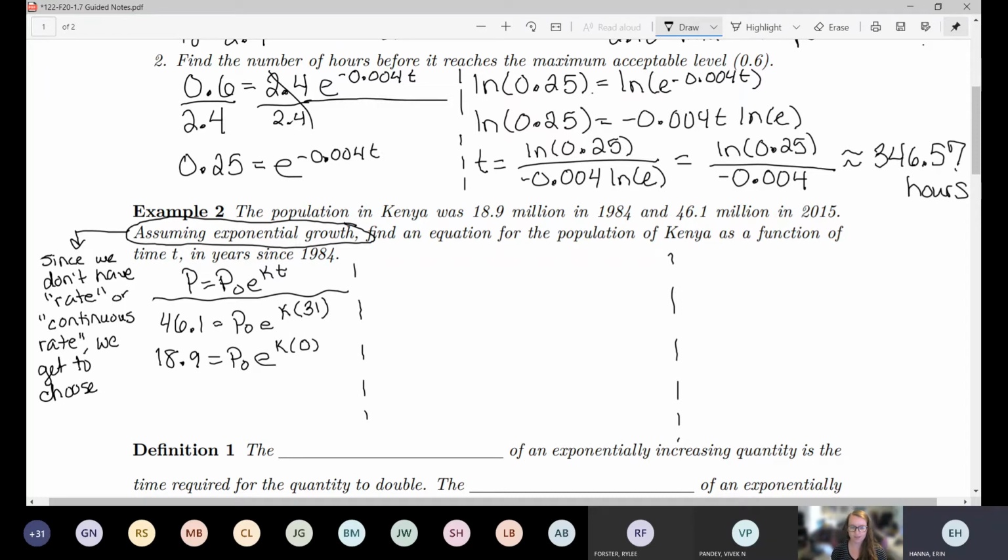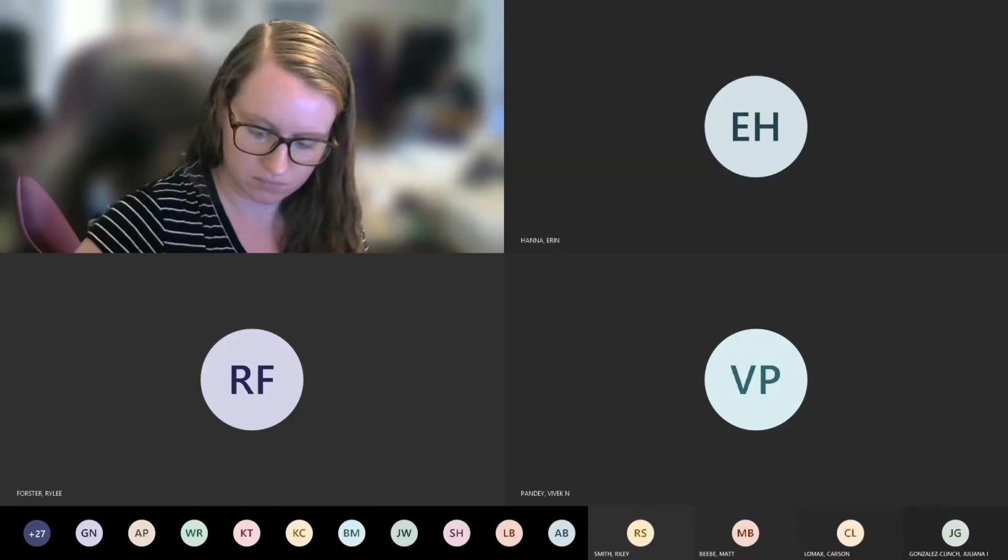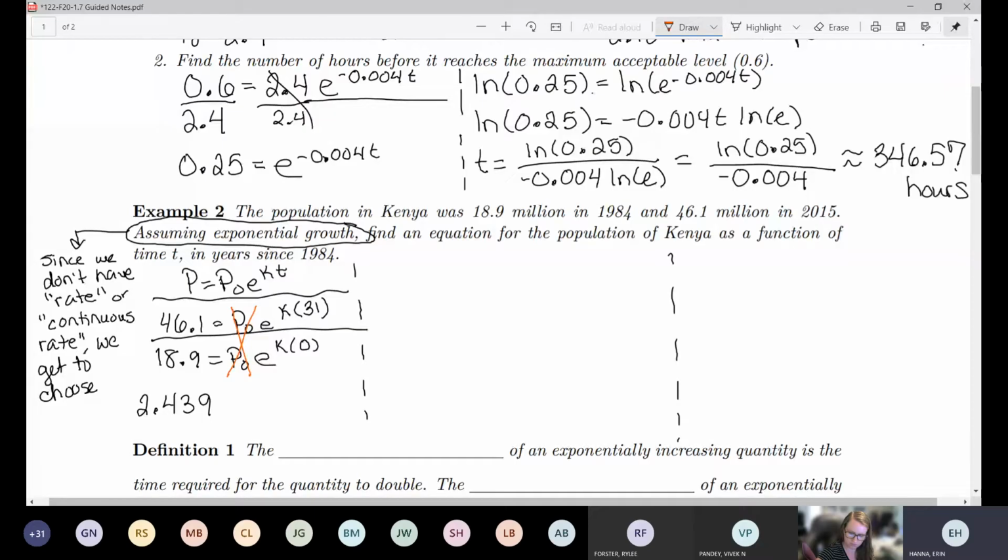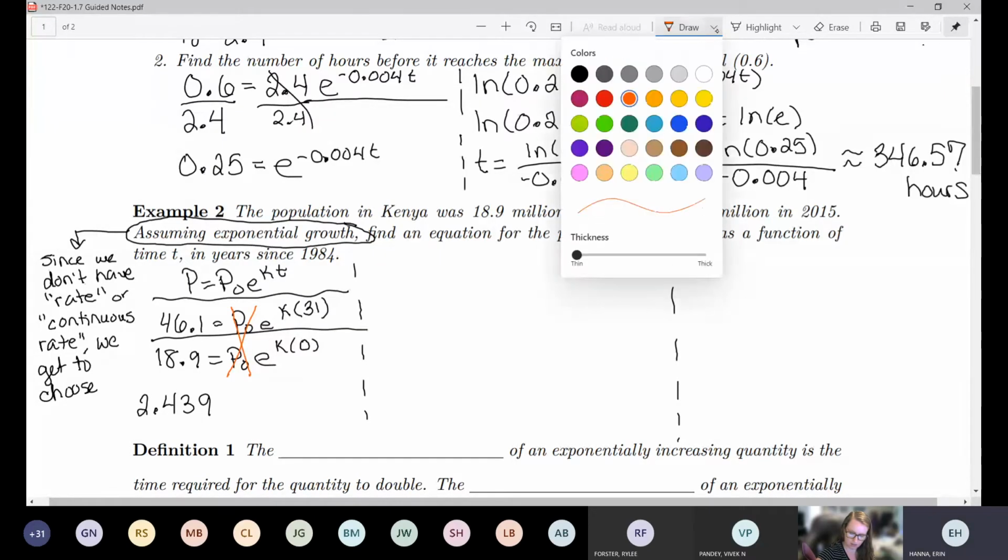Just like with the a to the t form, we write them both in that equation form, and then we divide the two equations. This is a process that we wrote down in 1.5, but it works with this form as well. If I divide 46.1 by 18.9, I'm going to get approximately 2.439. The P naughts cancel each other out.